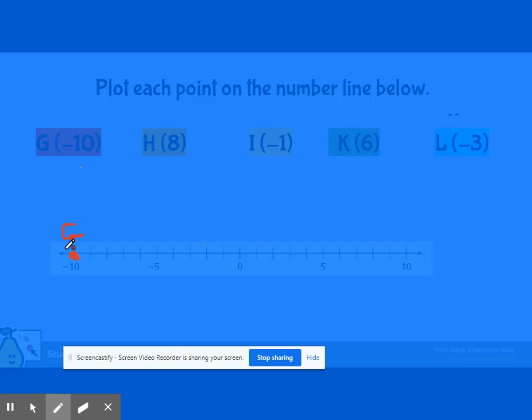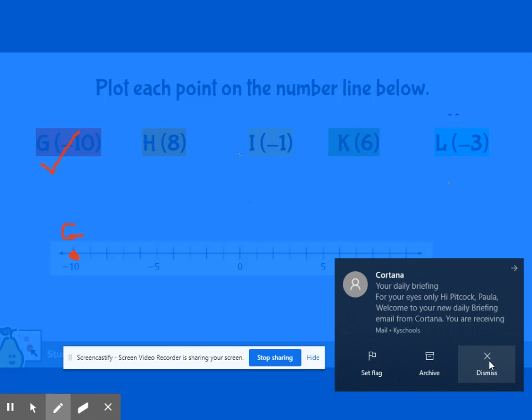For this one, -10 is right here. G is at -10. That one was pretty easy because it was labeled. The rest of these don't have an exact label, so I have to be more careful.